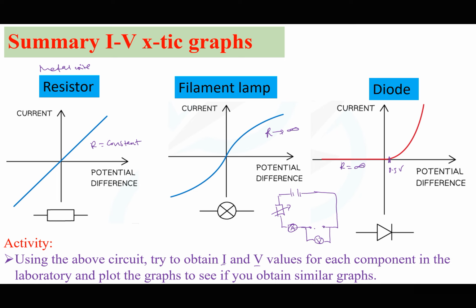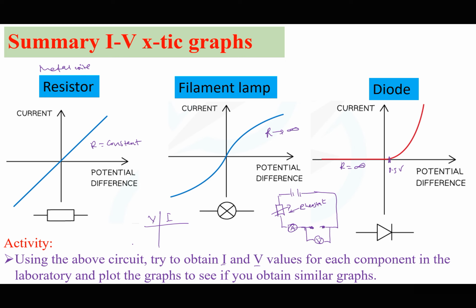This one is a variable resistor or a rheostat, which you can use here. You can put here a fixed resistor of say 5 ohms. You can put here a bulb, your bulbs in the laboratory. You can put here a diode, there are diodes in the laboratory. And then you try to record different values of V and different values of I and plot a graph and see if you get graphs of this nature. But essentially your graphs will look like this.